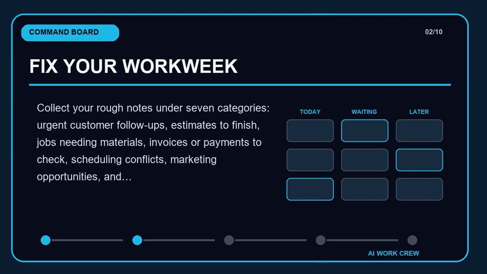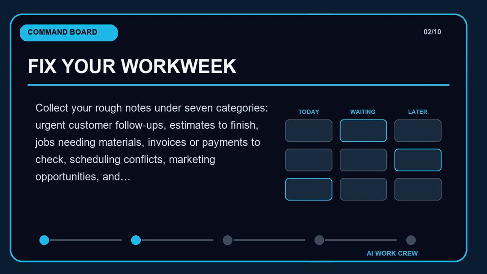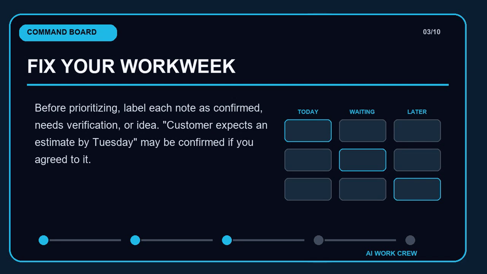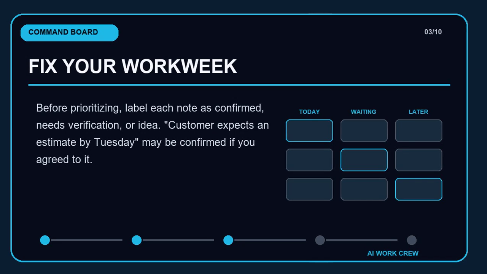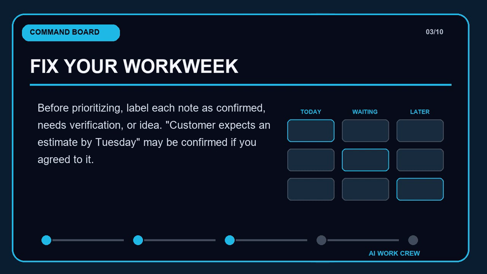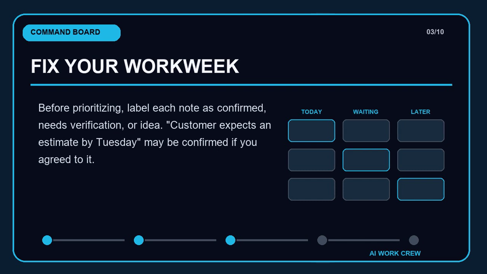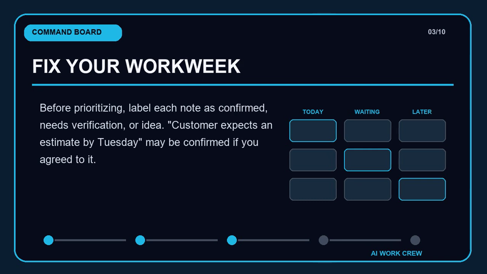Before prioritizing, label each note as confirmed, needs verification, or idea. Customer expects an estimate by Tuesday, may be confirmed if you agreed to it. Customer probably wants the cheaper option, is an assumption, and does not belong in the plan as fact. Call the supplier to confirm availability, is an action created by missing information.